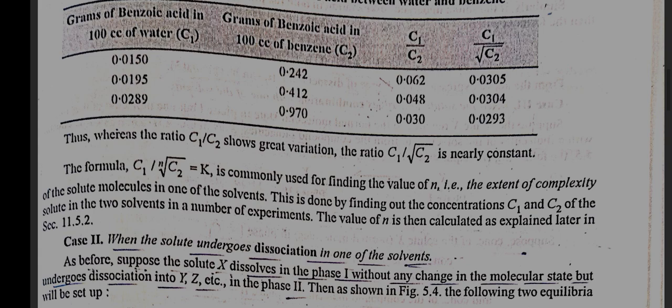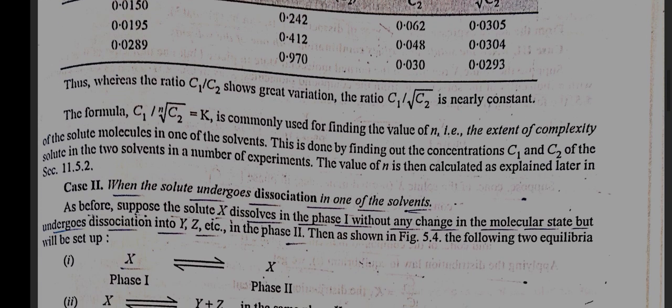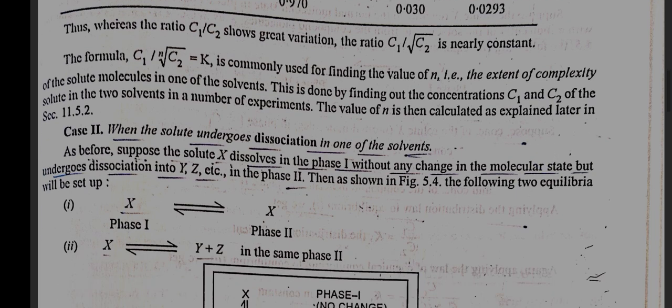Thus, whereas the ratio C1 by C2 shows great variation, the ratio C1 divided by square root of C2 is nearly constant. The formula C1 divided by nth root of C2 is equal to K is commonly used for finding the value of n, that is the extent of complexity of the solute molecules in one of the solvents. This is done by finding out the concentrations C1 and C2 of the solute in the two solvents in a number of experiments. The value of n is then calculated as explained later in section 11.5.2.